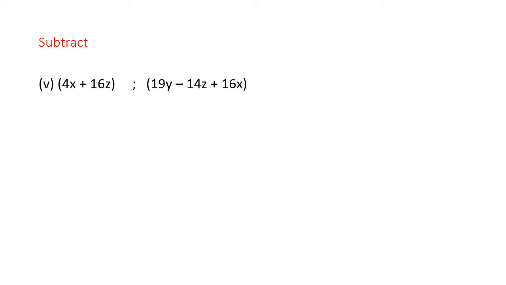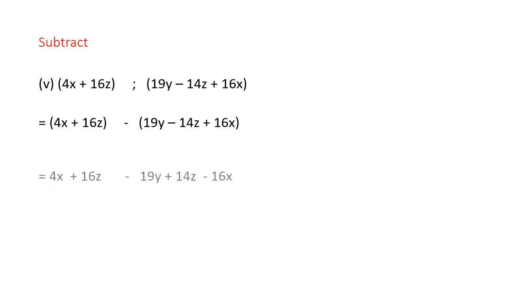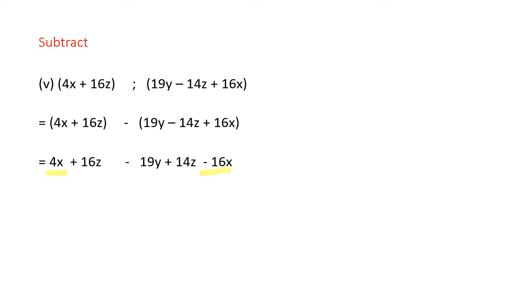Lastly, we have the last sum here, 4x square plus 16z minus 19y minus 14z plus 16x. So we are going to subtract and the signs are now going to change. So 19 will become negative, 14 will become positive, and 16 will become negative. Then we are going to search for the like terms. So when we search for the like term, with x what will we add? Minus 16x. Okay, then z has 14z with it, and 19y is alone. So 19y will be alone, which we will write like this.